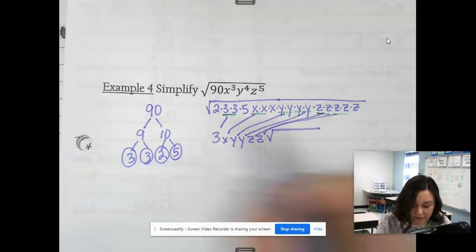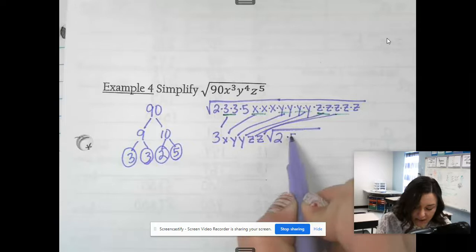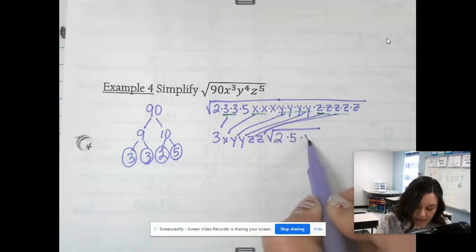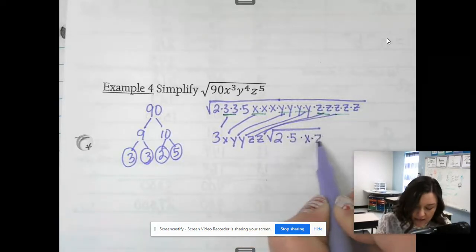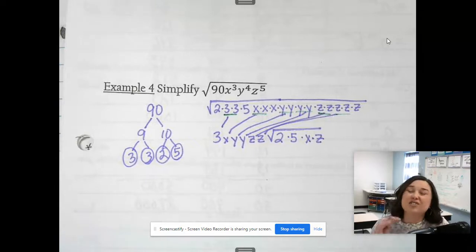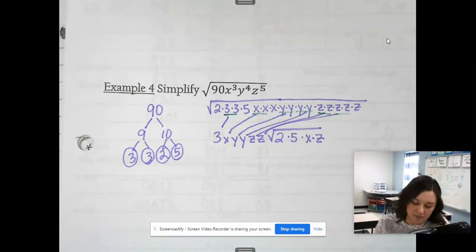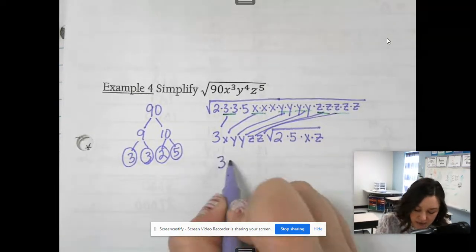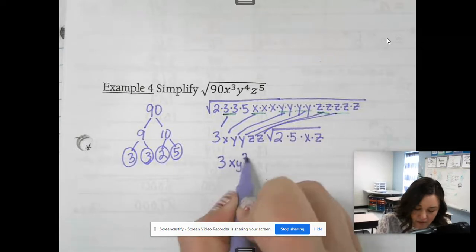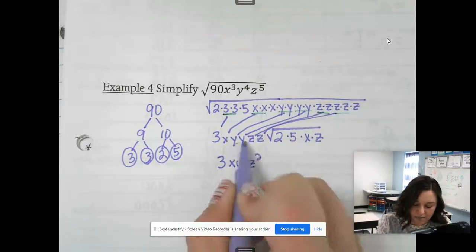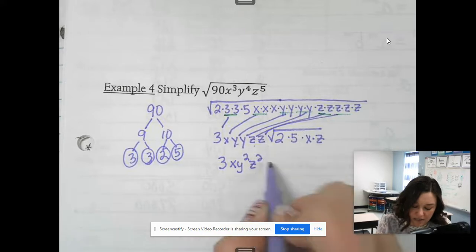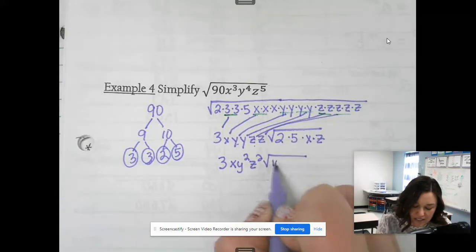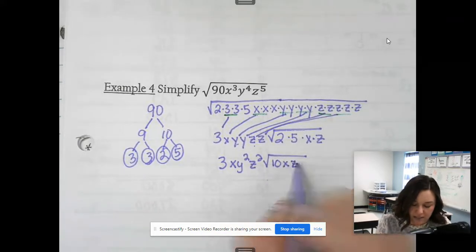But everything that didn't have a pair was 2, 5. There was 1 x that did not have a pair and 1 z that did not have a pair. So now I need to rewrite that so it looks a little bit better. 3x y squared z squared, because y times y is y squared, z times z is z squared. And then under here, 2 times 5 is 10x z.